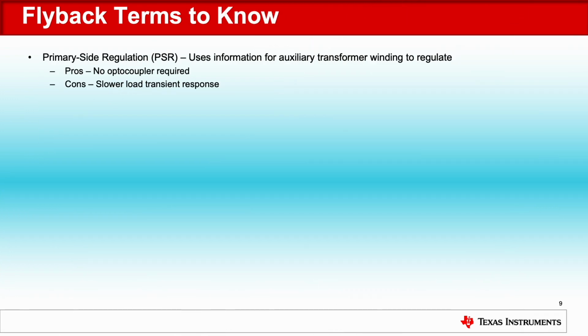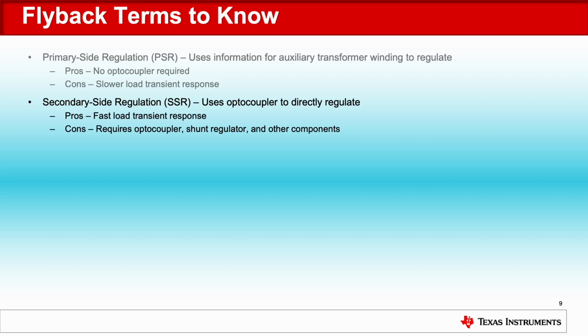Here's just a short list of terms to know when discussing flyback controllers. First is primary side regulation, or PSR. This uses information from the auxiliary winding of the transformer to regulate the secondary side. The pros of this: no optocoupler is required. The cons are you can have a slower transient response. Secondary side regulation, or SSR, uses an optocoupler to directly regulate the secondary side. The pros of this are you have a very fast transient response and you are a little more accurate because you are regulating beyond the rectification diode. The cons are it requires an optocoupler, shunt regulator, and other components in order to support this.